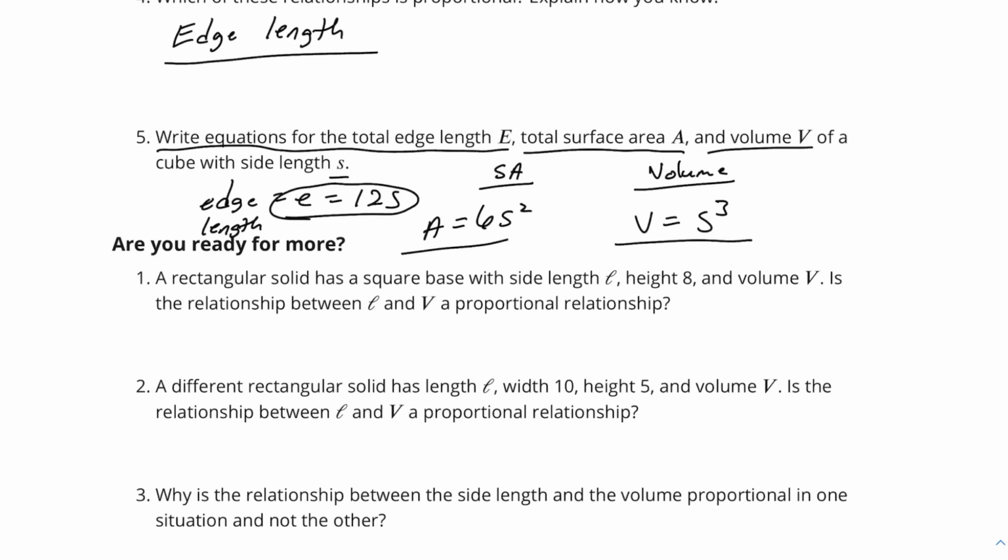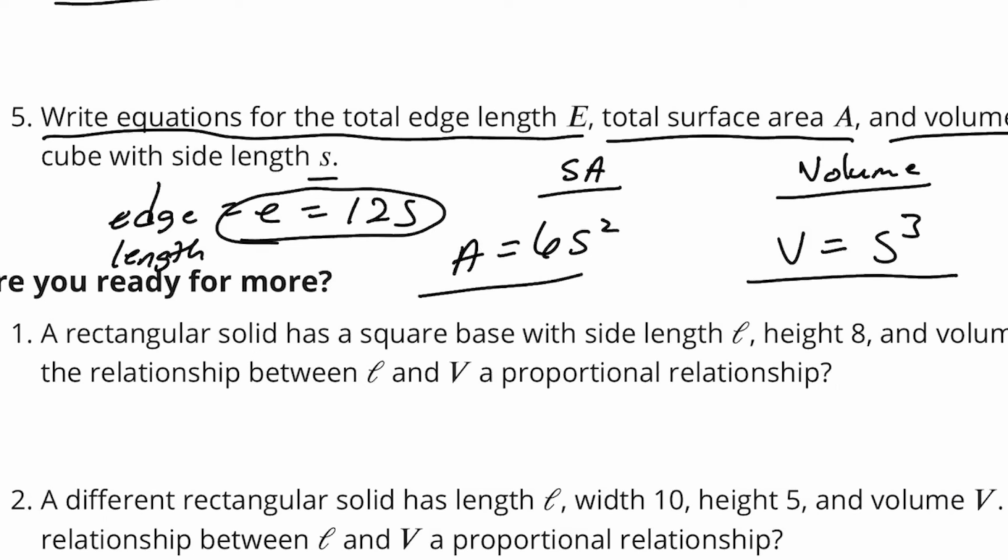And I want to quickly analyze these 3 equations. Notice E equals 12 times S. This is the only one that's in the form y equals kx. In the second one and the third one, we have an S squared and an S cubed. When you have area and volume, those are not proportional. That's the key thing to know. Area and volume are not proportional to the scale factor.